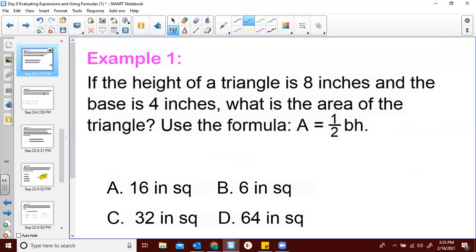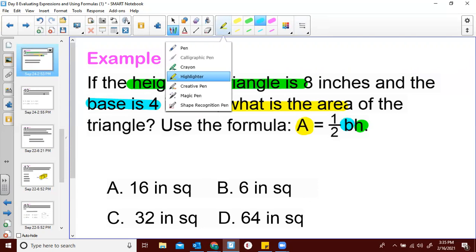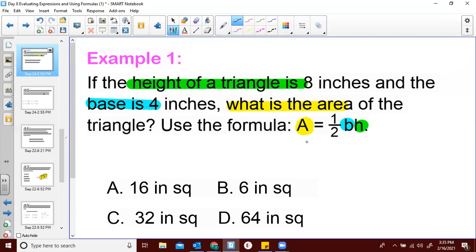All right, you're also going to get some where we have to do these as word problems. And this is where it's more about reading and realizing what's important. So if the height of a triangle is 8 inches and the base is 4 inches, what's the area of the triangle? Well, it's asking us what the area is. So that's our A. It tells us that the height is 8. So that's our H. And it says that the base is 4. So that's our B. So what you could do is write this formula in Desmos, then write B equals 4 and H equals 8. And that's going to go ahead and give you an answer.